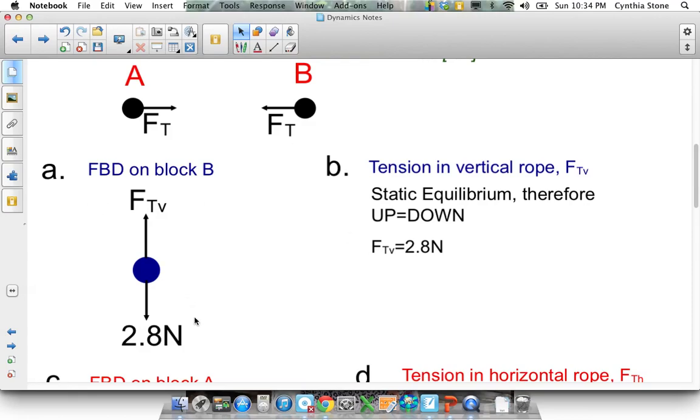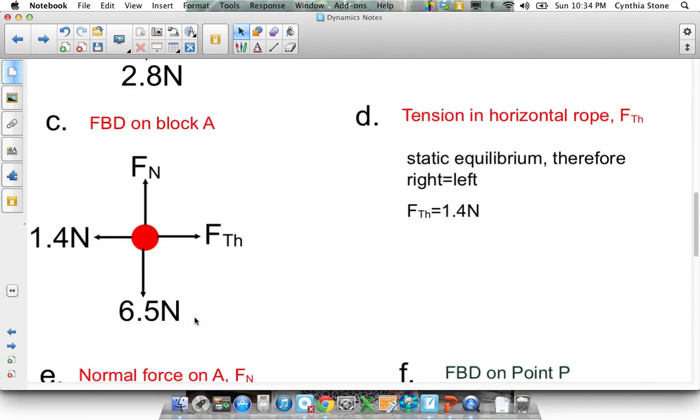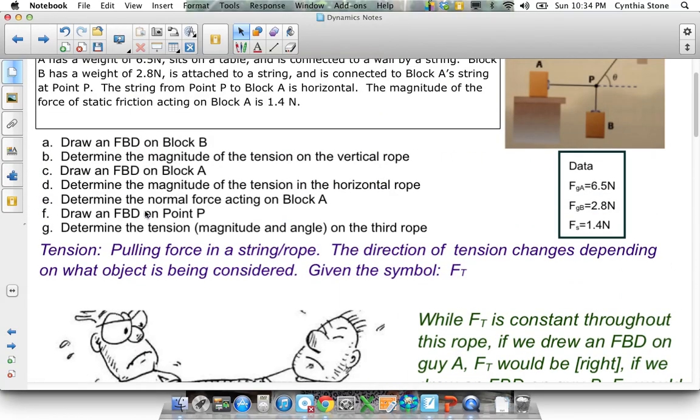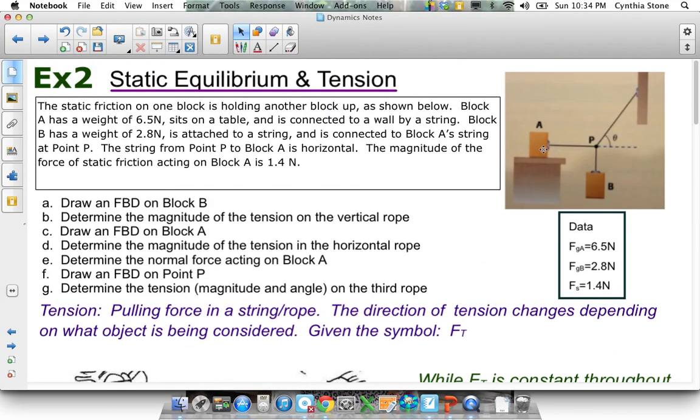Part C asks us to do a free body diagram on block A. Now block A is a little bit different because it's resting on the table. I'm just going to jump up here. Block A sitting right here, so it's got the tension of this rope. I thought you couldn't assume that these two tensions are the same. Generally in a system tension is constant, but because of point P and this connecting rope, you can't say these two are the same.